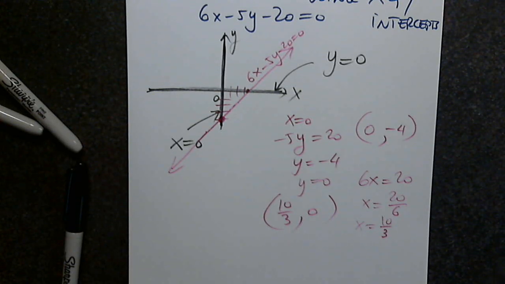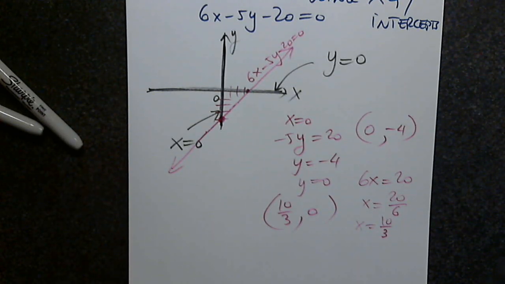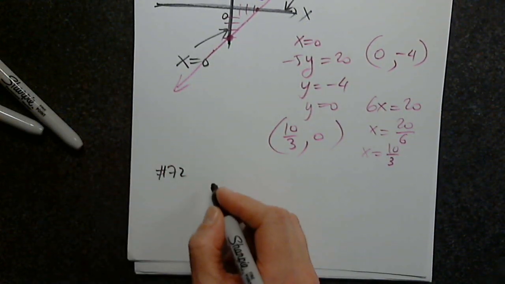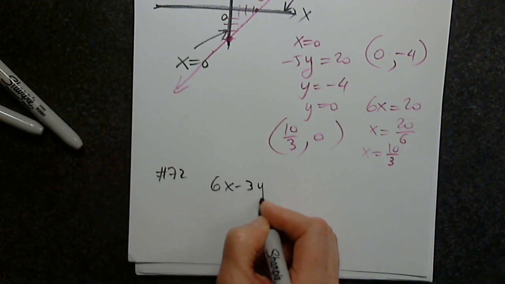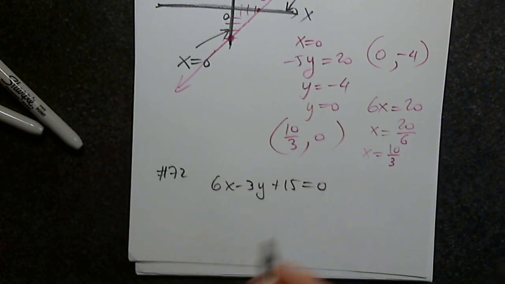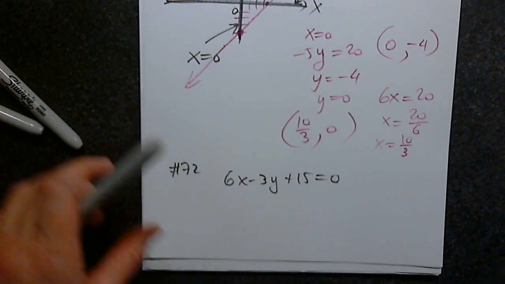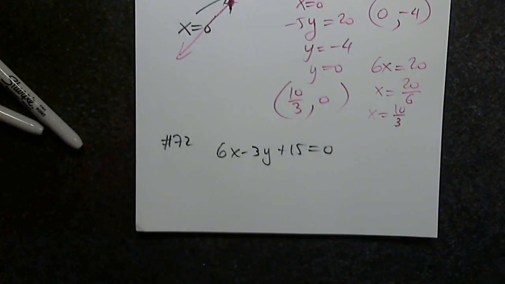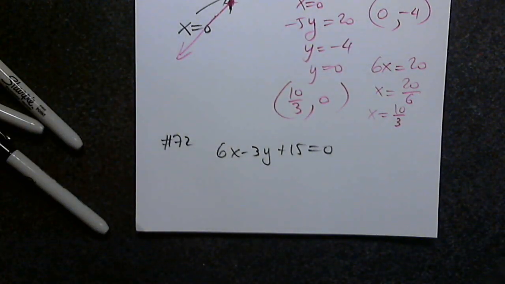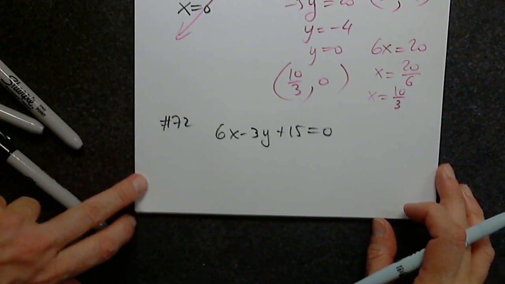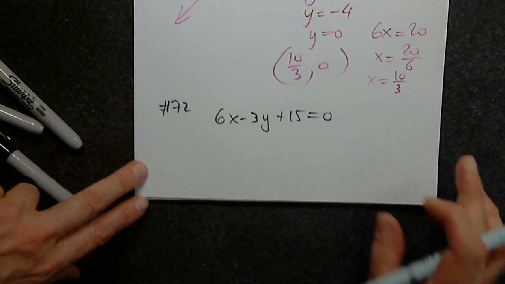Okay, so let's look at 72. 6x minus 3y plus 15 equals 0. Same page, 267. Do not waste your time solving for y. There is absolutely no need. It's going to be in the way if you do. It's not a good idea.